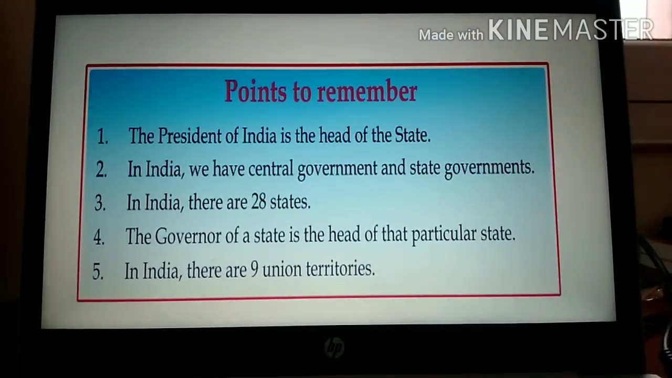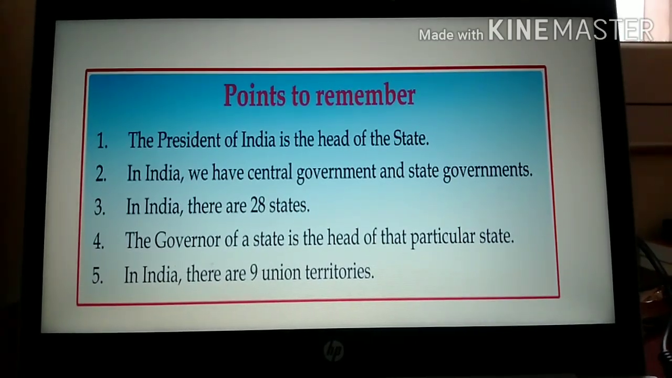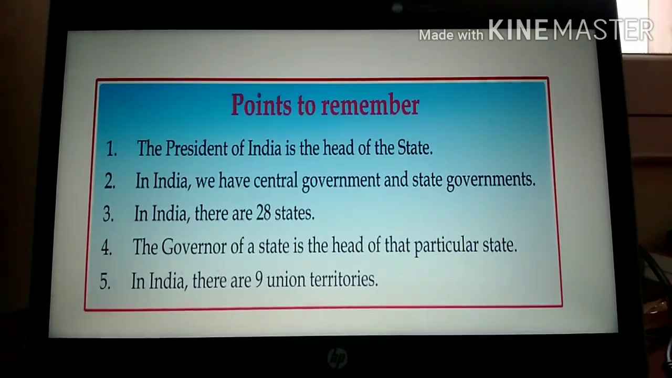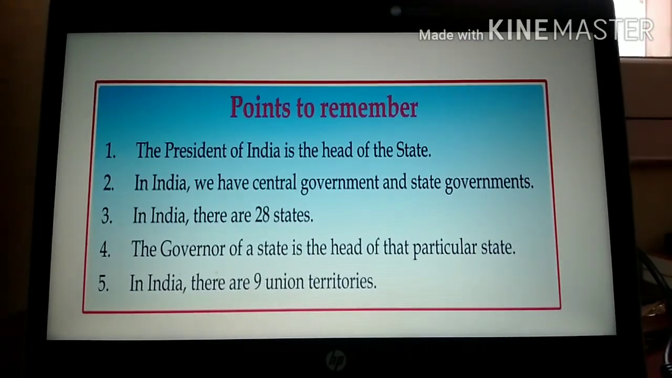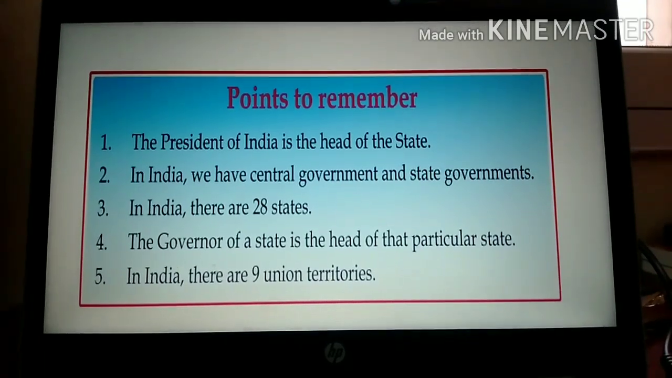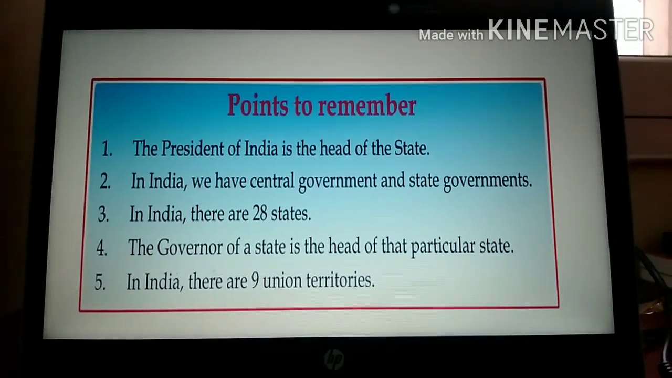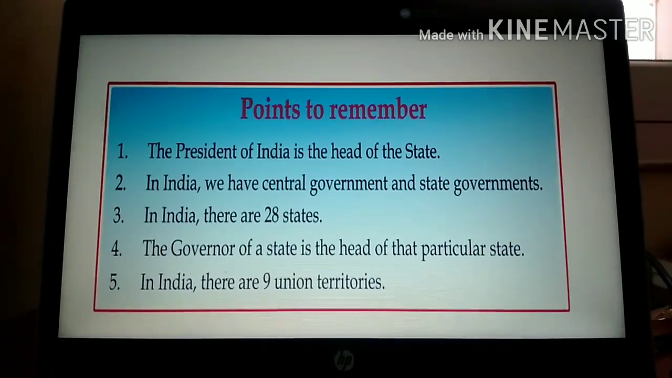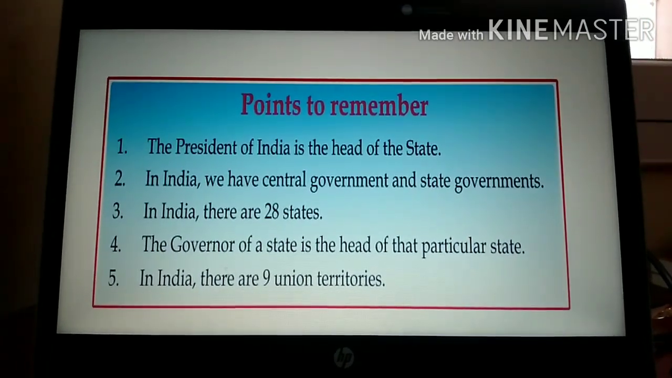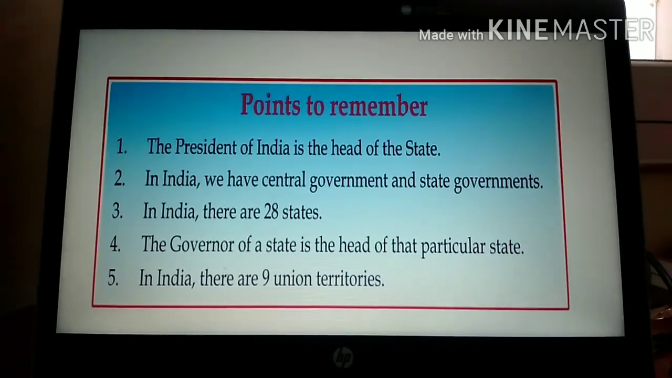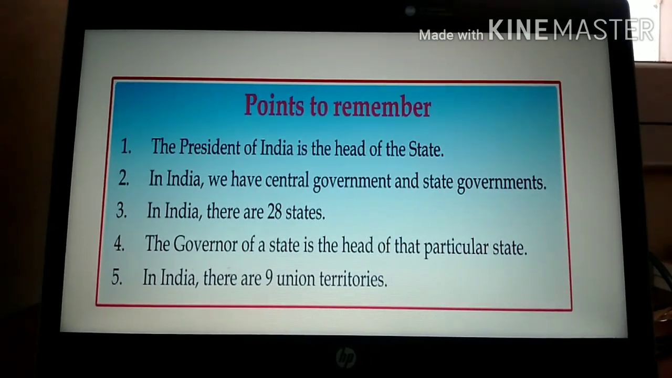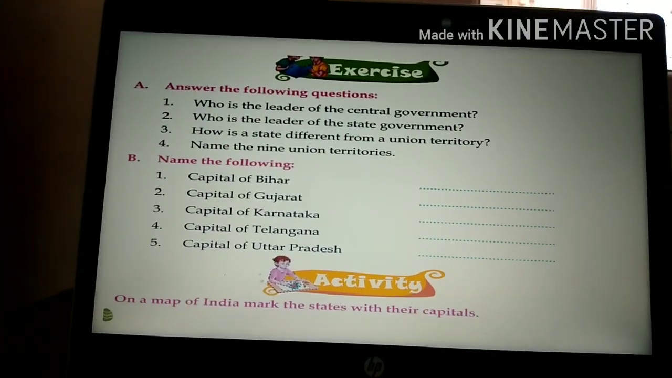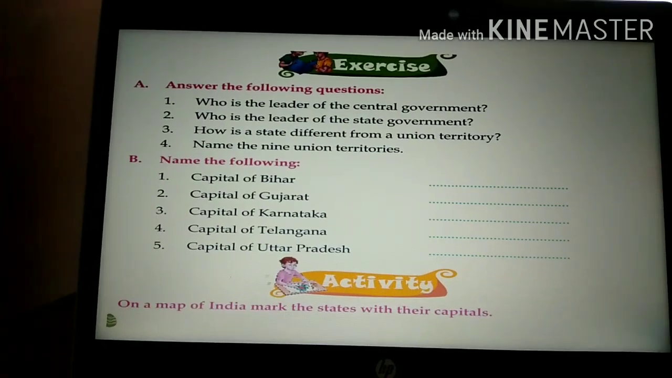Now children, there are some points to remember. The President of India is the head of the state. Who is the head of the state? The President of India. In India, we have central government and the state governments. In India, there are 28 states. The governor of a state is the head of that particular state. In India, there are 9 union territories, and you know the names of all the 9 union territories and 28 states with their capitals. Yes, now let us do exercises.